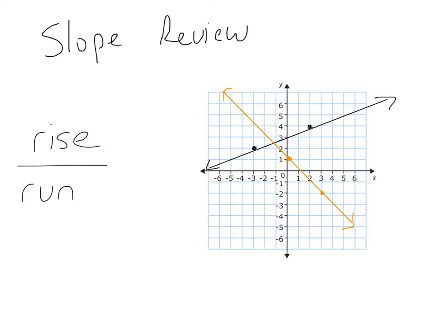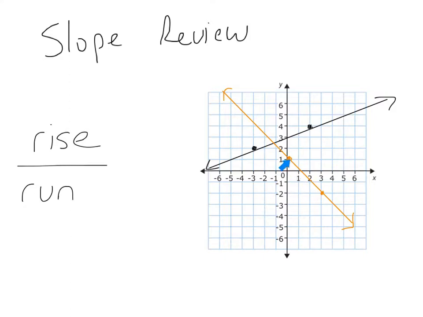Why don't you take a second and find the slope of the orange line and the black line, and then play the video when you're done. Alright, so we remember that slope is rise over run. Let's talk about the orange one first.